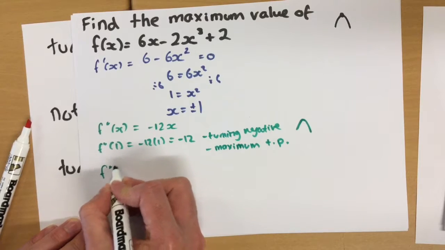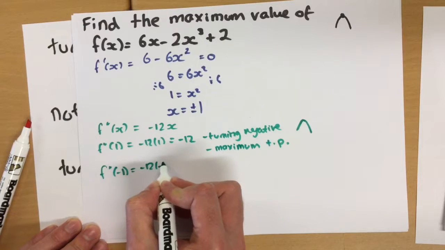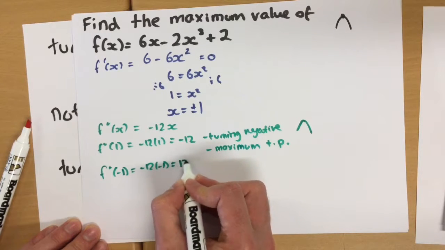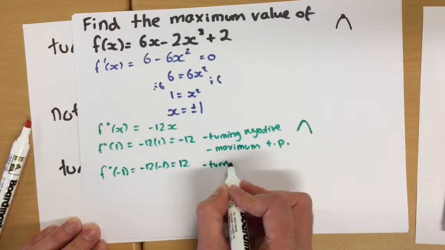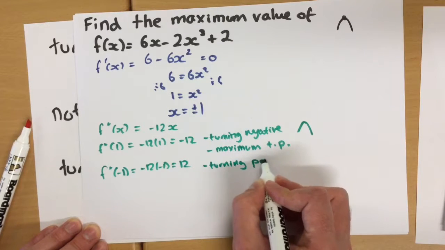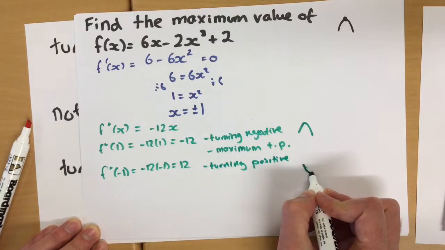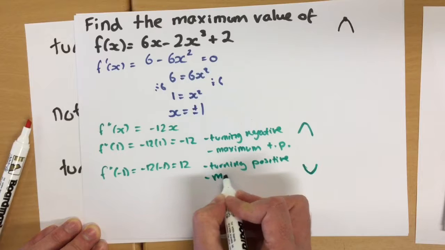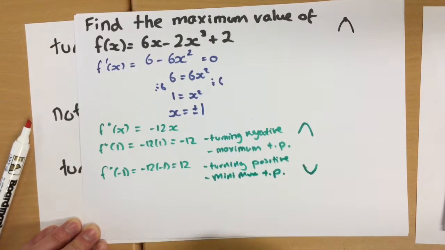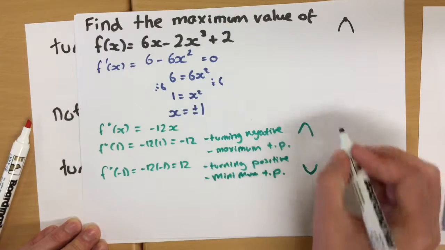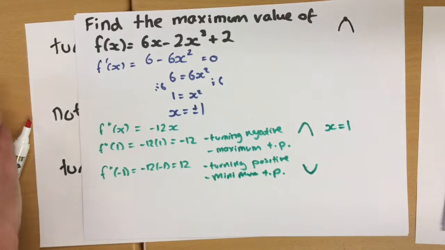Let's just double check negative 1, just to make sure it's not also a maximum. So let's substitute in negative 1. Minus 12 times negative 1 is a positive 12. So at this point the gradient is going to be turning positive, so going from going down to going up. This is our minimum turning point. So we now know x equals 1 is our maximum value.